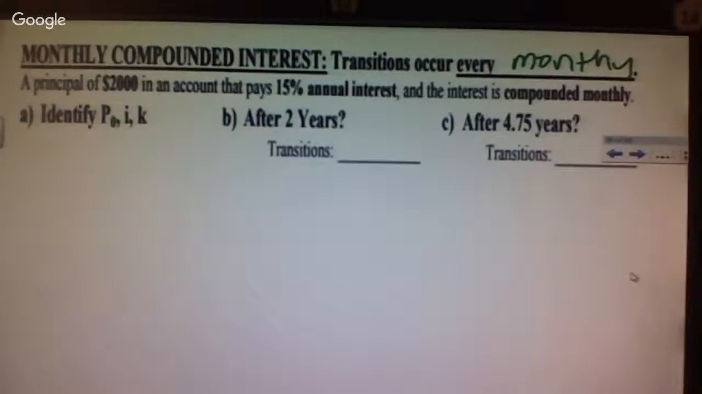Stop yawning. You're killing me. I'm so tired. I'm trying to stay awake right now.